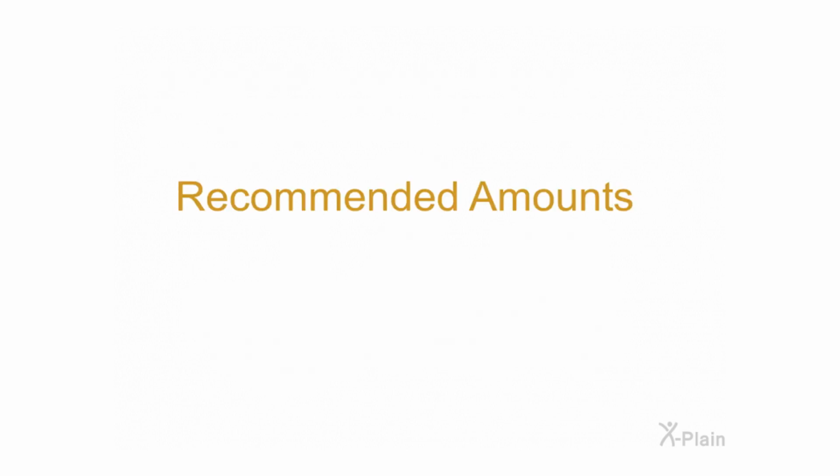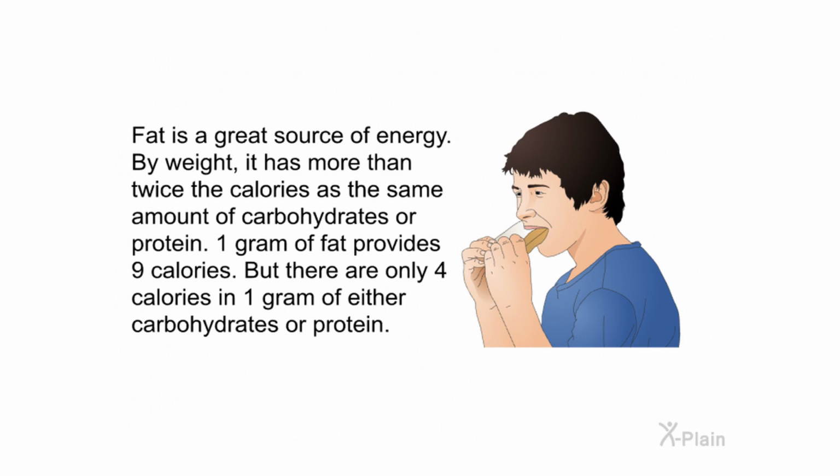Recommended amounts. Fat is a great source of energy. By weight, it has more than twice the calories as the same amount of carbohydrates or protein. One gram of fat provides 9 calories, but there are only 4 calories in 1 gram of either carbohydrates or protein.